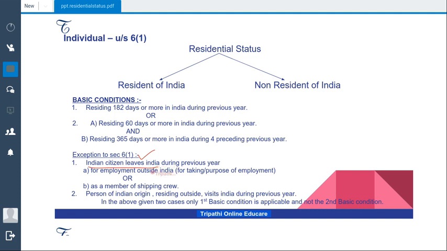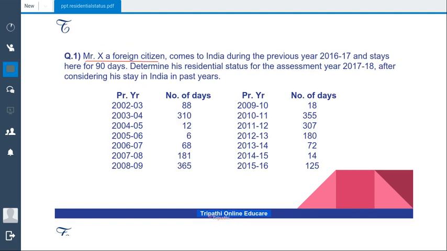This is the first exception. And the second exception says about person of Indian origin. So, nowhere foreign citizen is given. So who is fitting into exception? Only either Indian citizen or a person of Indian origin will fit into exception to section 6 subsection 1. So Mr. X is a foreign citizen, hence exception to section 6 subsection 1 is not applicable to him.